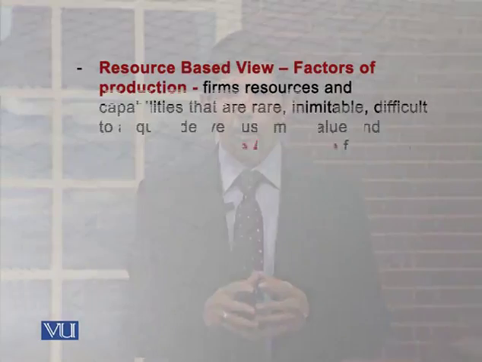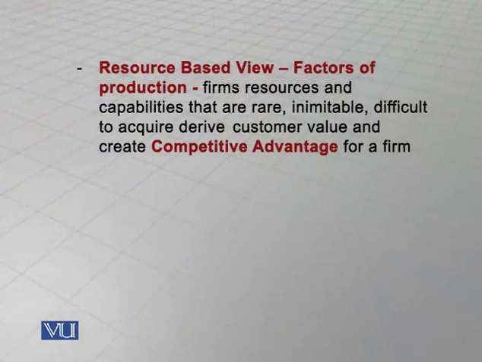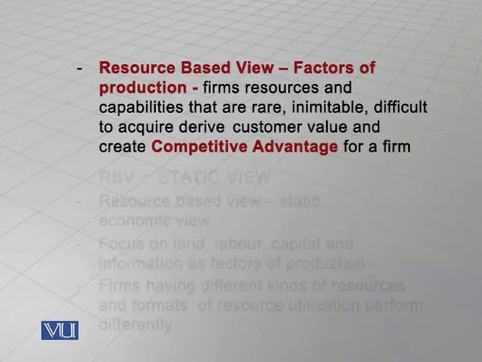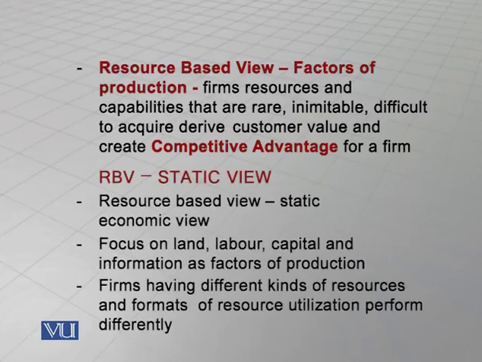Keeping these things in mind, we will now take up the basic issue of the resources of the firm, which is the resource-based view. Now, we can trace the resource-based view back into the history of economics. If you recall, in economics, the sources of the firm, or what we call the factors of production, in the traditional literature of economics were basically land, labor, and capital. Later on, information as a factor of production was also included into that.